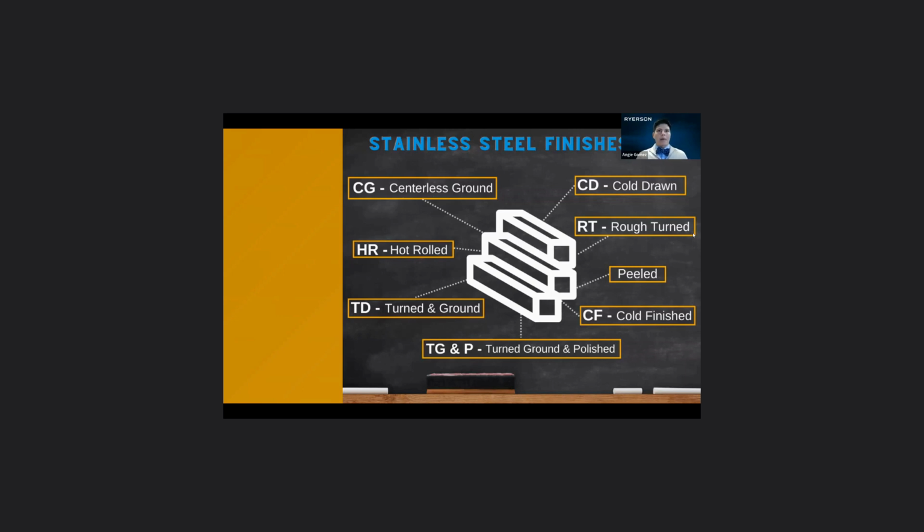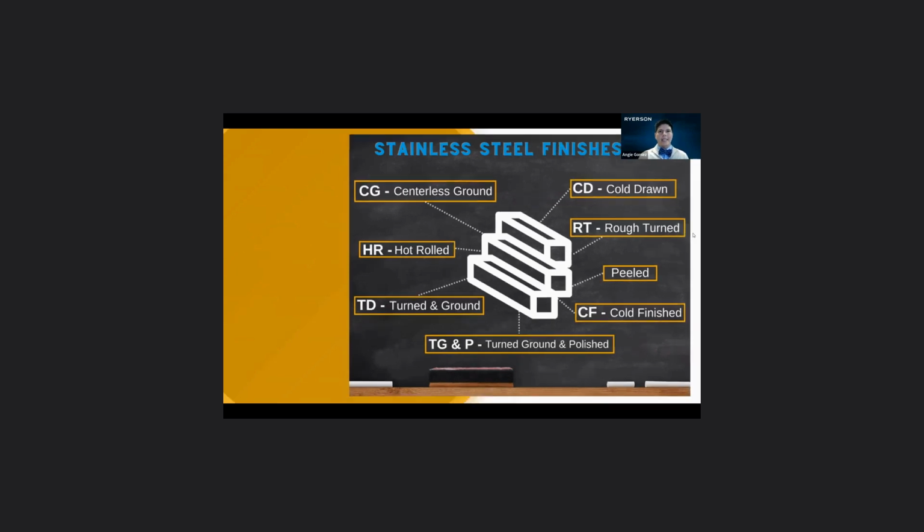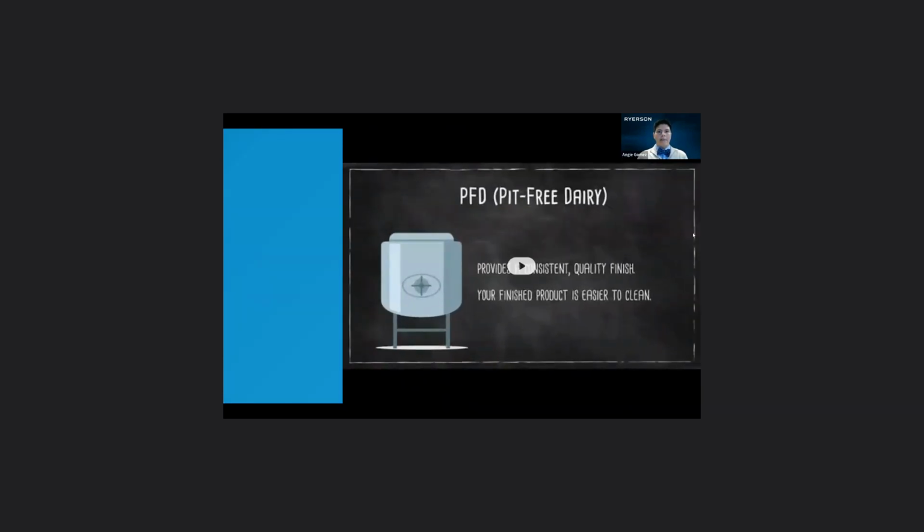So the last one we're going to talk about is on the next slide, and it's something that we offer called pit-free dairy. Pit-free dairy polishing is used to remove all imperfections to create a true, smooth, pit-free surface finish. Pit-free polishing is the perfect way to remove all the microscopic imperfections from material that's going to be used in food or dairy applications.